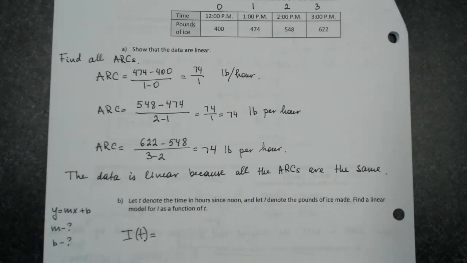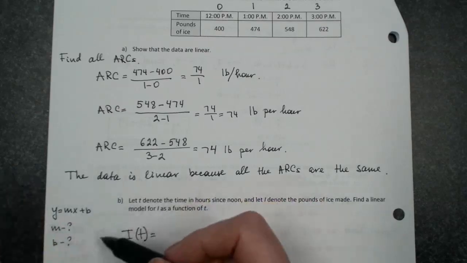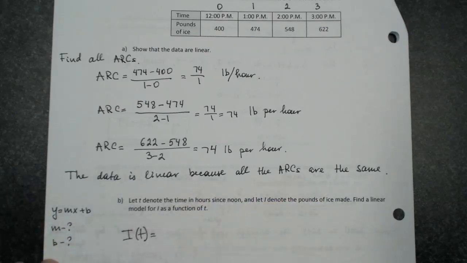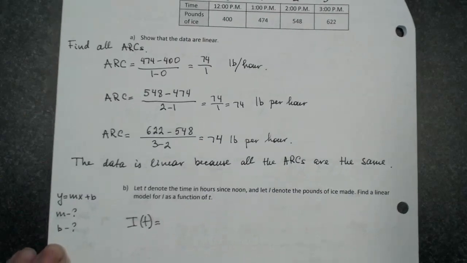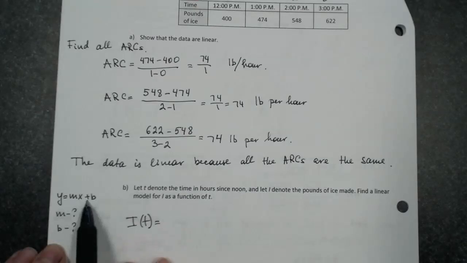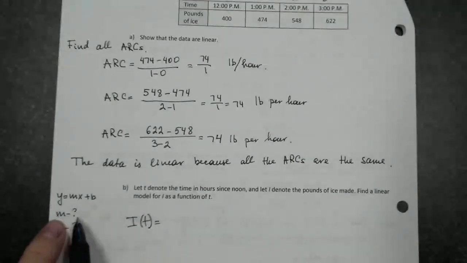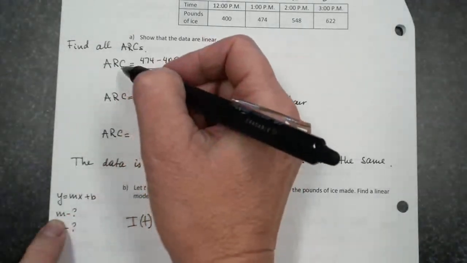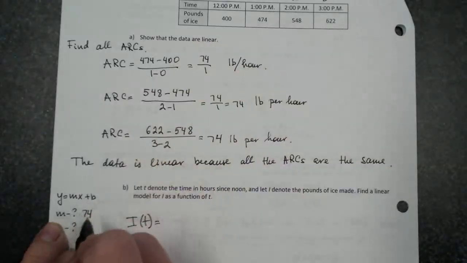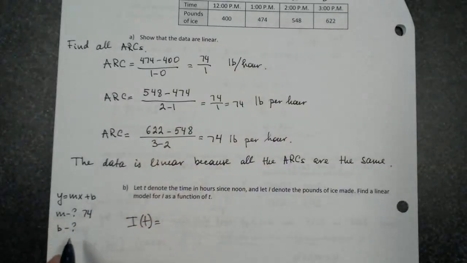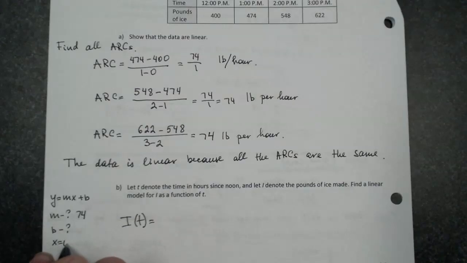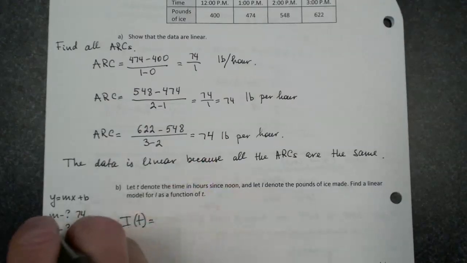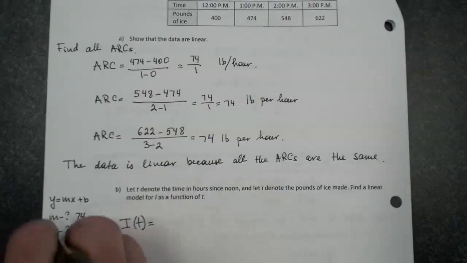Okay, the reason why I put it this way is that sometimes students struggle, they don't know what to start with. And I always say, write the equation down and start asking the correct questions. Do we know m? M is exactly the same as the average rate of change. It's 74. B is the initial value when x is equal to 0, or in our case, t is equal to 0.